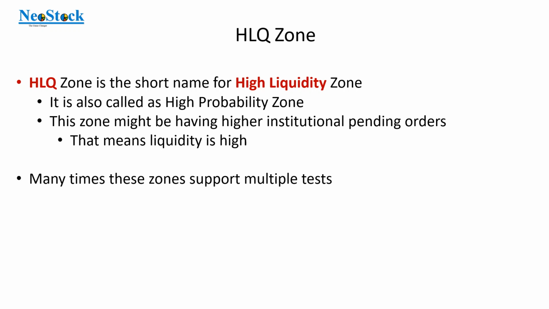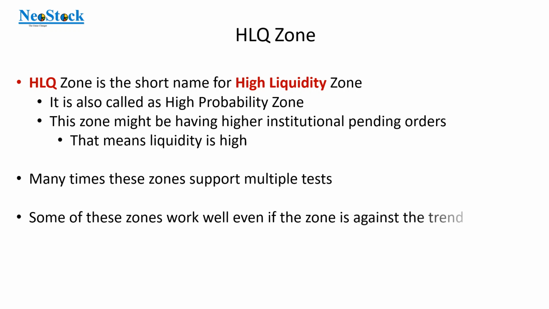And there is a tendency: institutions keep on adding new orders on the same zone again and again. That's why the same zone will work again and again. That way it supports multiple tests. These kinds of zones we need to identify, and we have a challenge in finding them. So NeoStock software identifies these high liquidity zones.